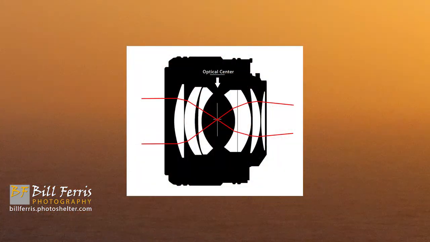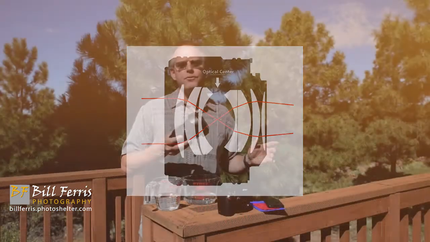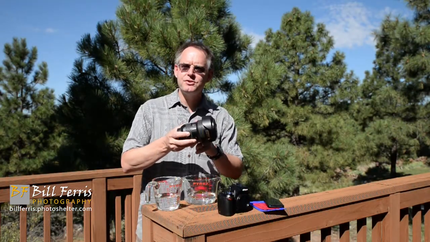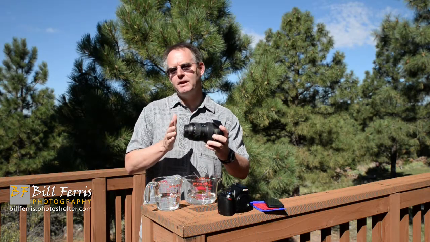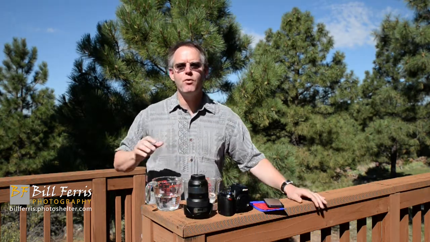And as we take a look at this diagram of a 50mm lens, we can see that the optical center is actually in the middle of the lens. And the image plane, the sensor, is behind the lens. So focal length is measured from that optical center, typically somewhere in the middle of the lens, to the sensor, the image plane, behind the lens where the image is formed.